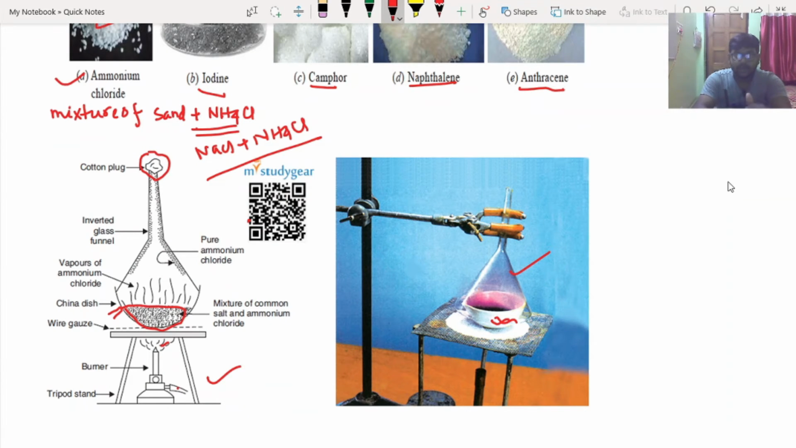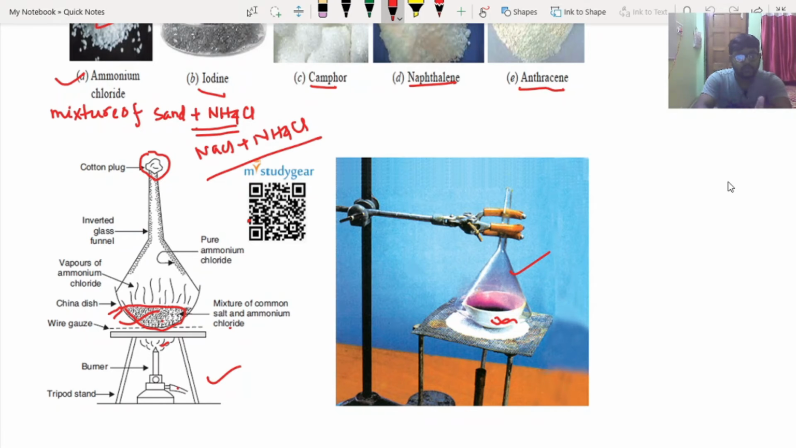Ammonium chloride can undergo sublimation. So what will happen eventually? Ammonium chloride will become gas. So if ammonium chloride becomes gas, what will be left? Obviously the sodium chloride will be left here only.